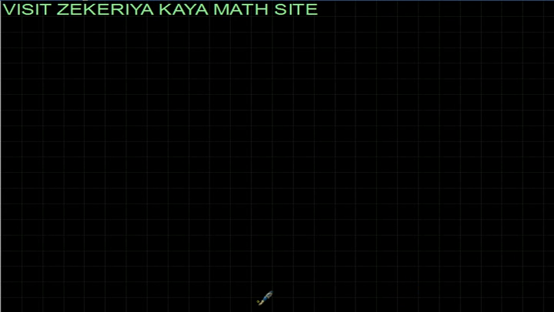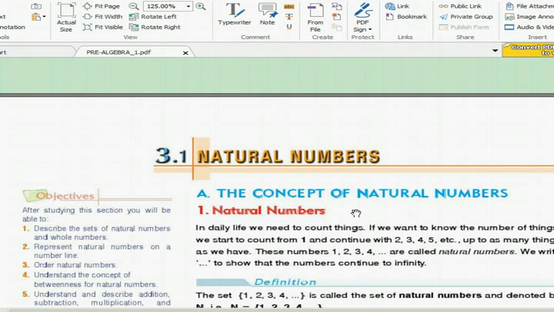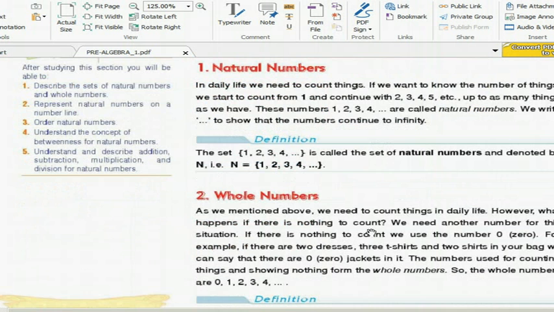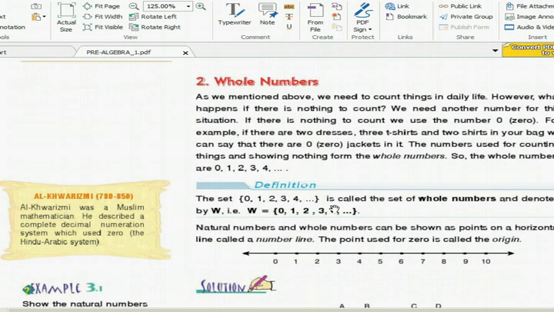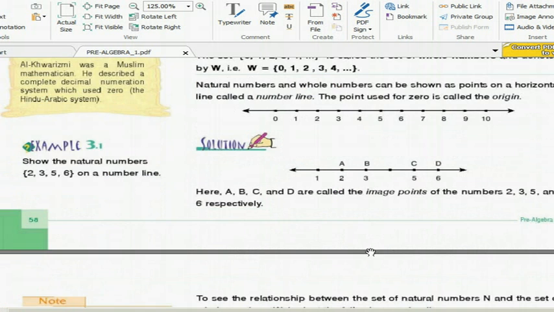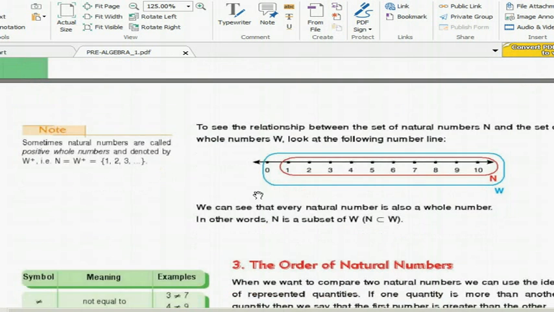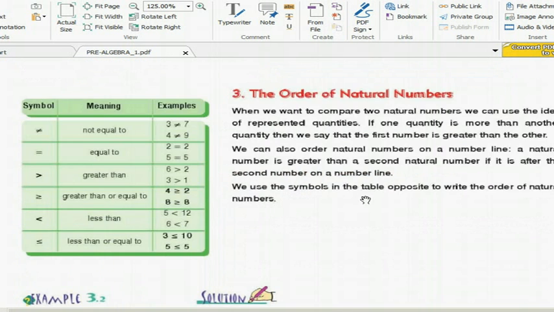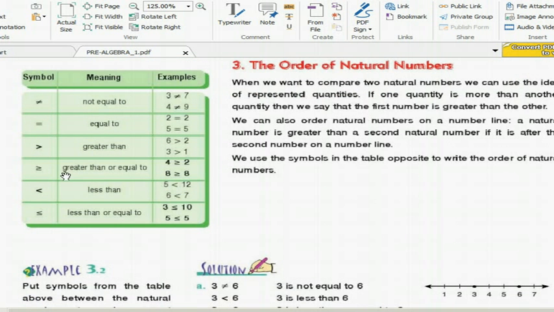Yes, everybody, now we will do natural numbers today. The natural numbers are the numbers which start from 1, 2, 3, and whole numbers are the numbers that start from 0. So show the numbers on the natural number line, simple. The order of natural numbers, simple. Here we teach how to read greater than, smaller than, how to read them.